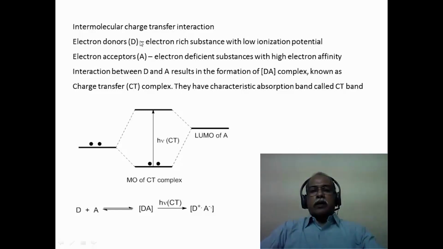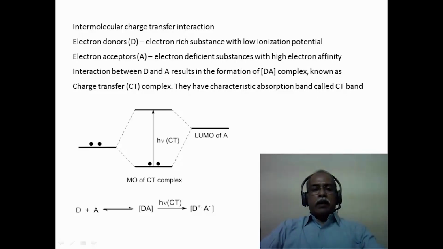Electron donor should be a low ionization potential molecule. Electron acceptor should be a high electron affinity molecule. The interaction between a donor and acceptor can result in the formation of a charge transfer complex. This is a pi complex kind of system, and this is essentially known as the charge transfer complex. They have a characteristic absorption band called the CT band.